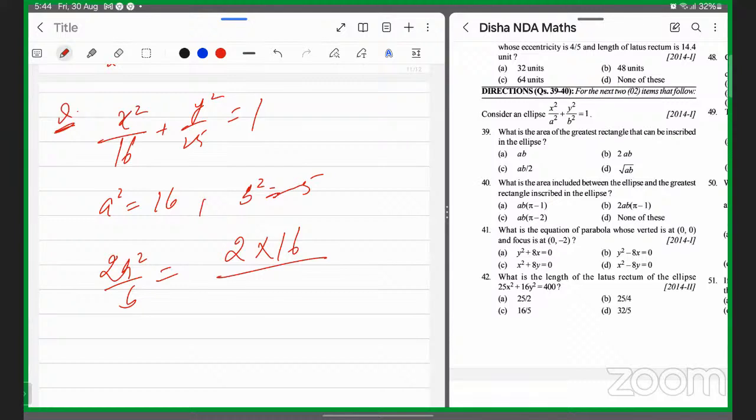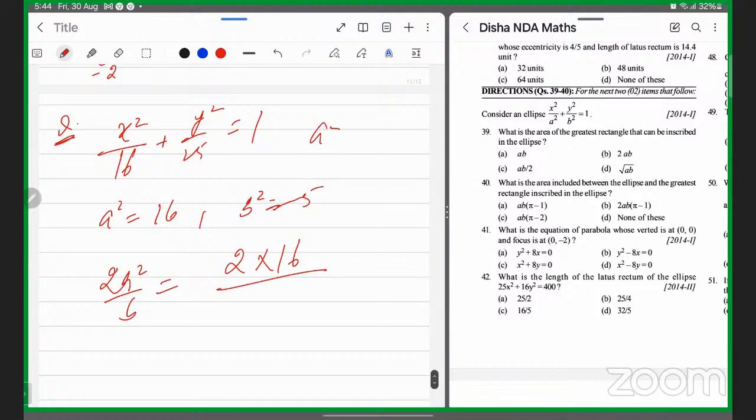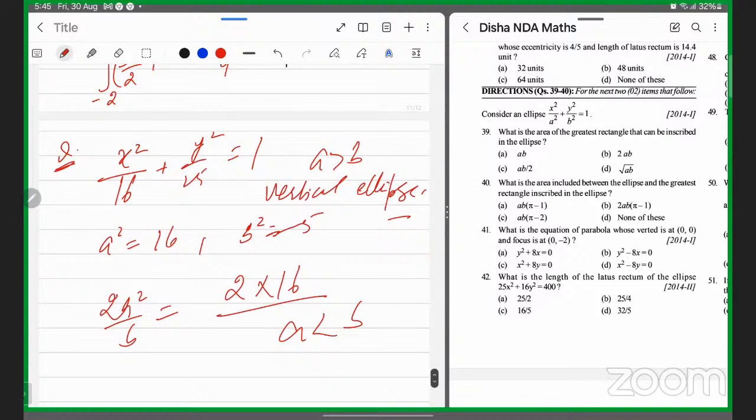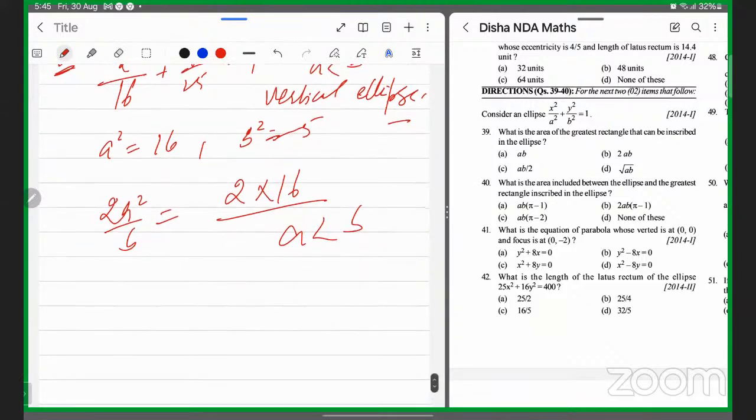That's why I tell you to solve this question. Good question. Here a is more than b, vertical, right? Write down: if a is greater than b, then vertical ellipse. And a less than b, sorry, this is a less than b here, vertical ellipse. And a greater than b is a horizontal ellipse.